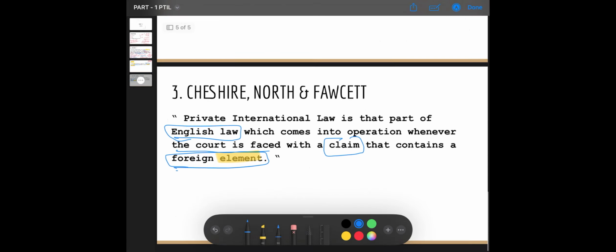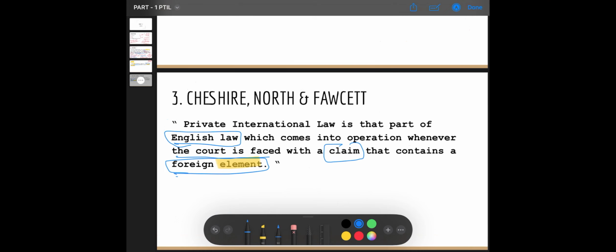The next definition is given collectively by Cheshire, North and Fawcett. Private international law is that part of English law which comes into operation whenever the court is faced with a claim that contains a foreign element. So they are giving the English version of private international law. What is private international law in English law? That is what they are trying to say.